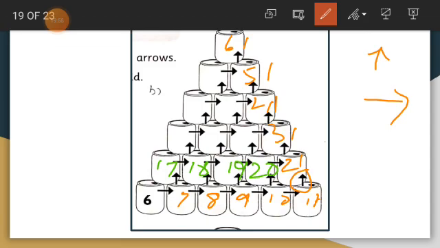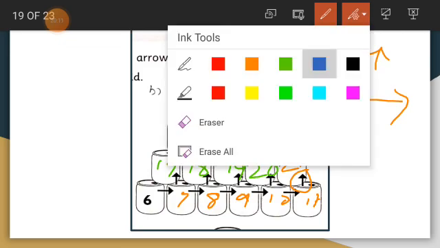Now in 18, add the 10. That is 28. Okay, next add 1, 29 plus 1, that is 30, and the next number is 31. It's already there. Okay, move to the next one now.